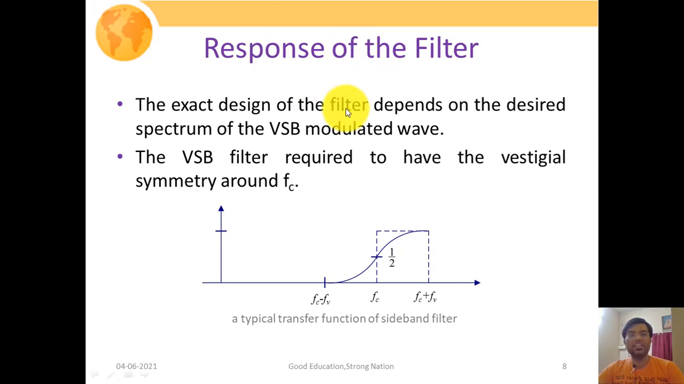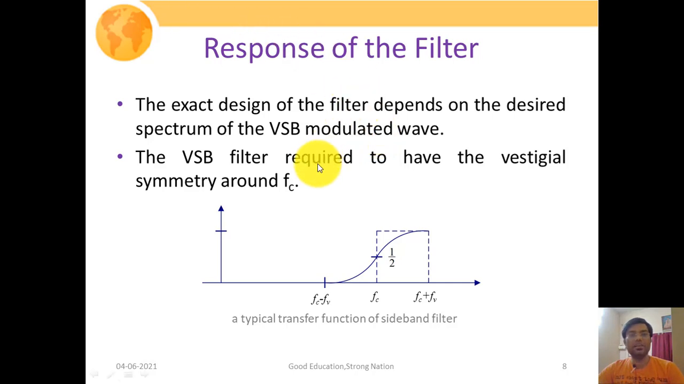The exact design of the filter depends upon the desired spectrum of the VSB modulated waveform, obviously which frequency bands are desired. We just have to filter out the undesired frequency bands and pass all the desired frequency bands. The desired band contains one complete sideband and some portion of the other sideband. So this is our desire.